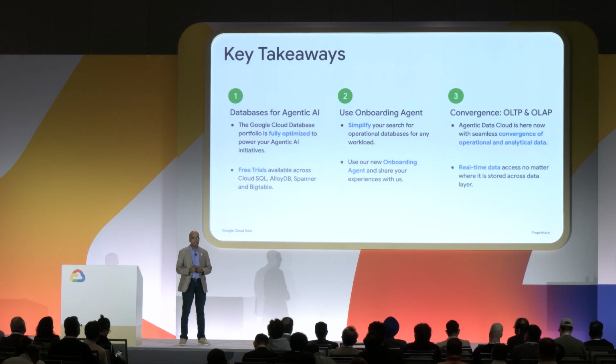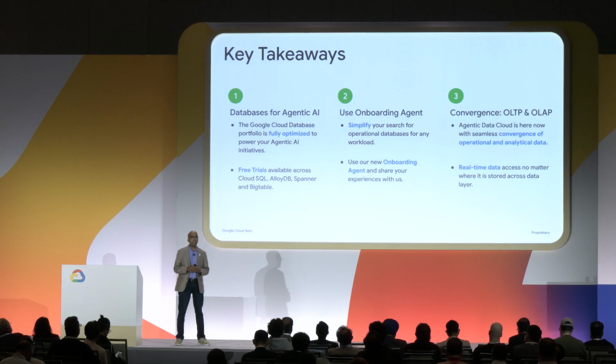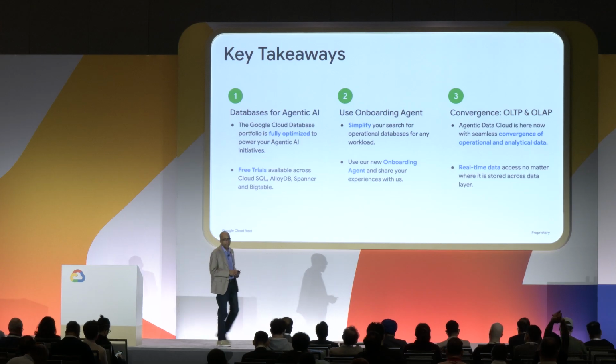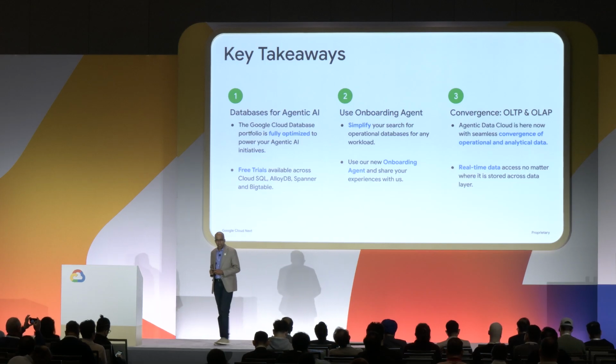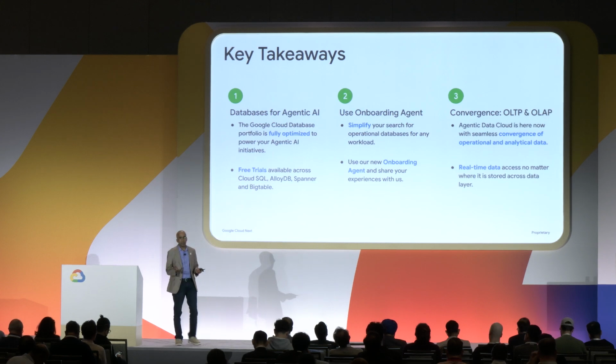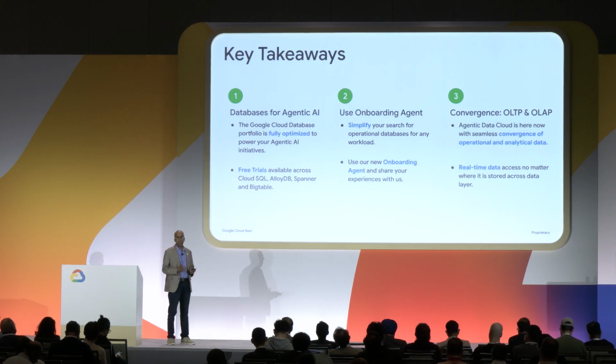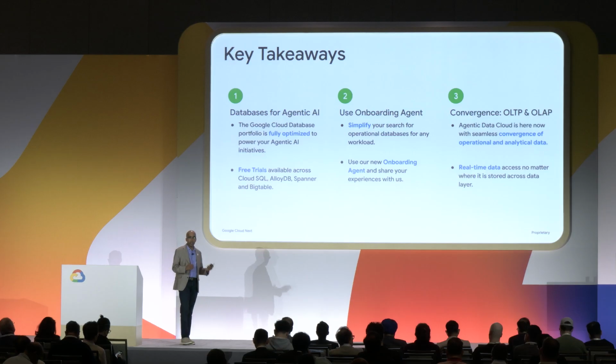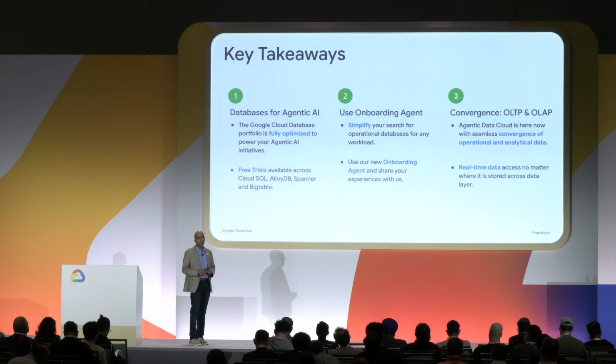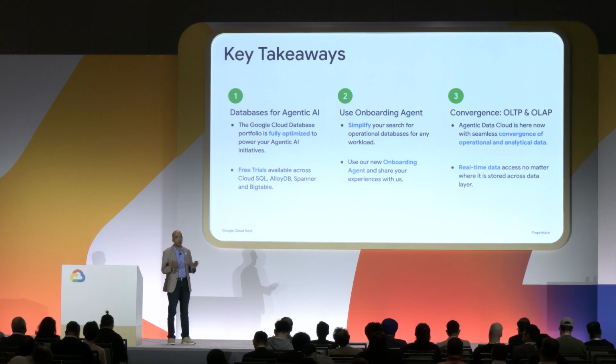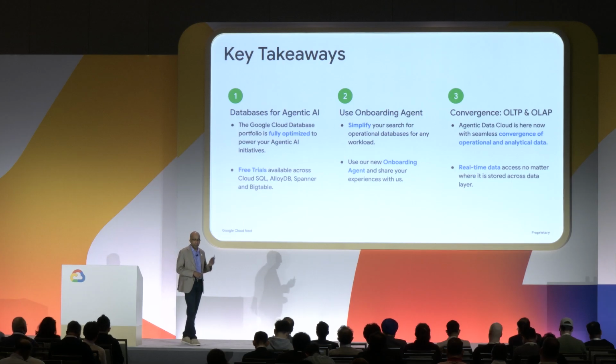Third is convergence. This is very critical. OLAP and OLTP coming together. The agentic data cloud is here now to make it happen for you, converging the operational and analytical data. Real-time data access, no matter where the data lives now. And that is the need of the business. And we hear from Ingram's story there, LIDB and BigQuery coming together. Same for PayPal. So those are the real-time examples here.